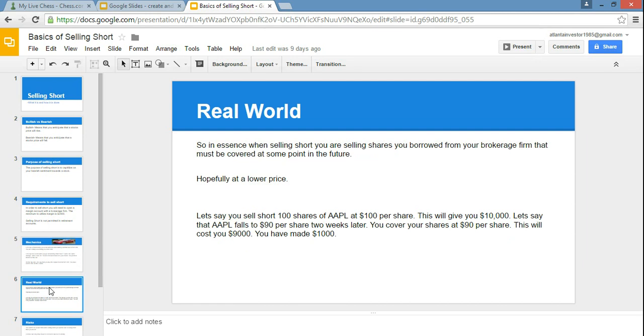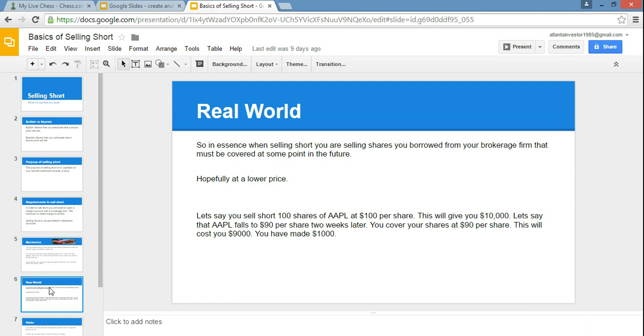So in essence, when selling short, you are selling shares you borrowed from your brokerage firm that must be covered at some point in the future, hopefully at a lower price. So let's say you sell short 100 shares of AAPL, being Apple, at $100 per share. This is going to give you $10,000.